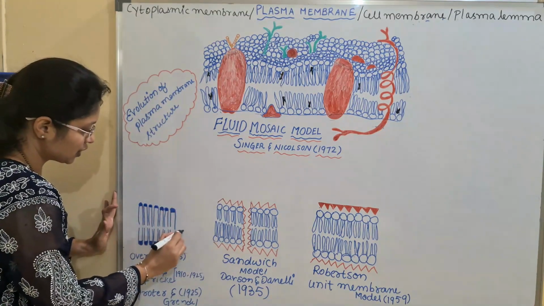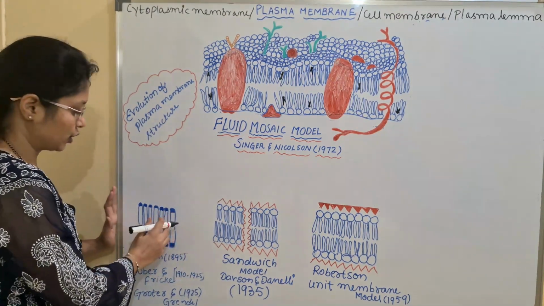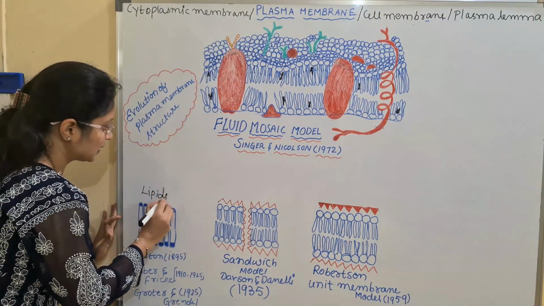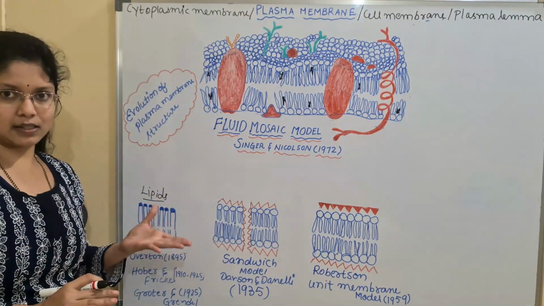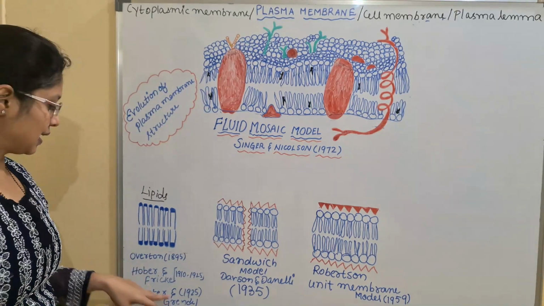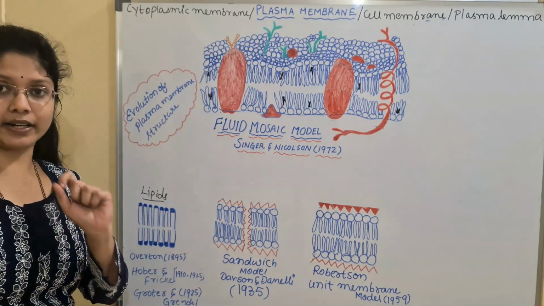Okay, so these are the structures. This is the structure of the plasma membrane, meaning these are the lipid molecules. All these are lipids. We don't have any proteins here. Simply they discovered that lipids may be present. And next we have the scientists Hober and Fricke, in 1910 Hober and 1925 Fricke.